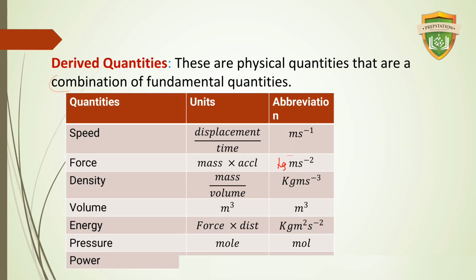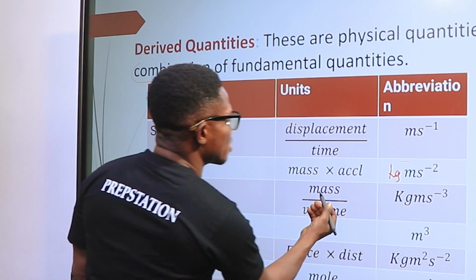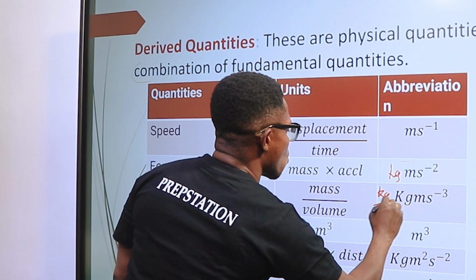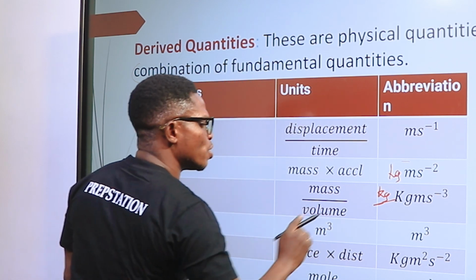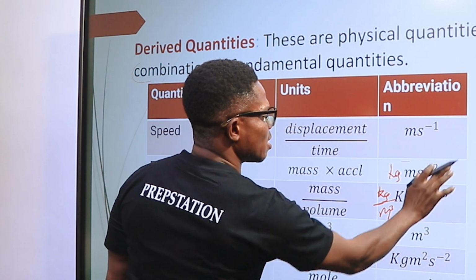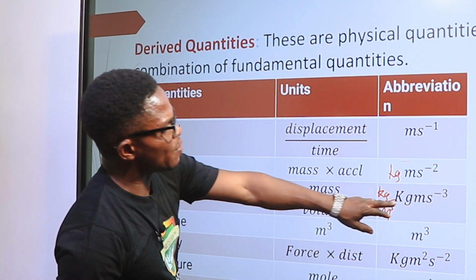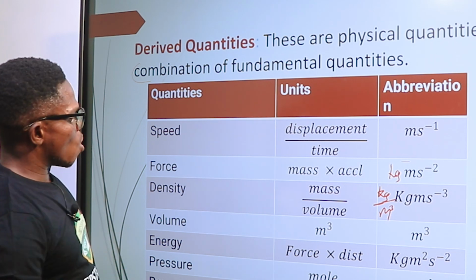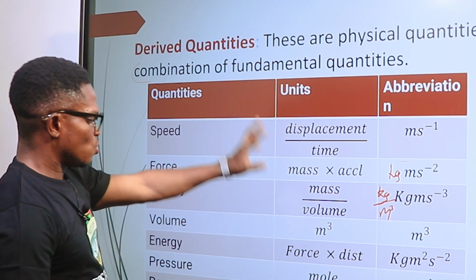Then density is mass per volume. What is the unit of mass? Of course, that is kilogram, over the unit of volume, which is meter cube. So if you represent this in indices form, you have kilogram per meter cube. All right, so you have volume, and all of this.